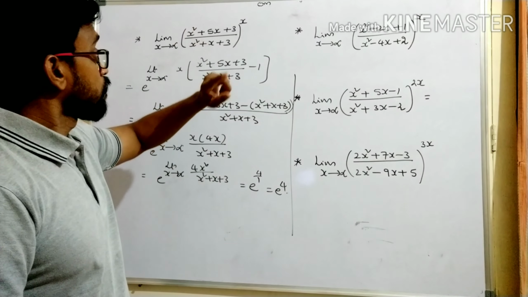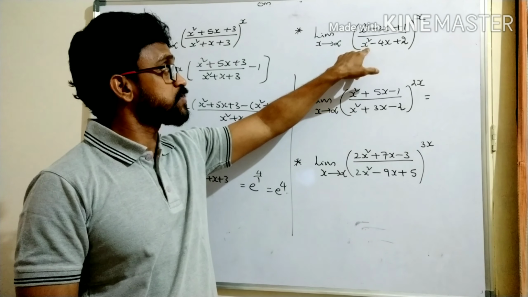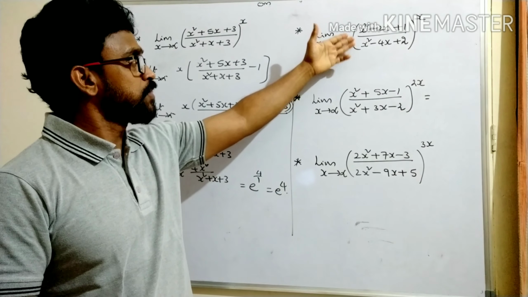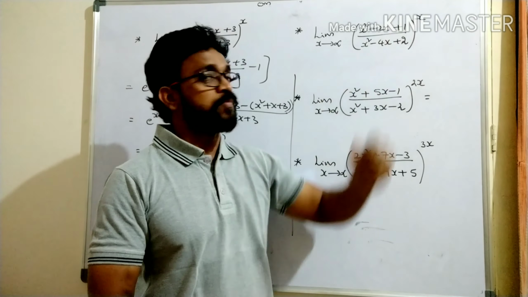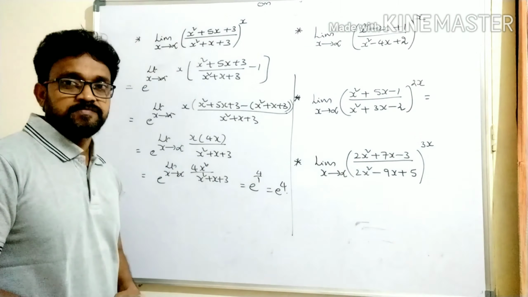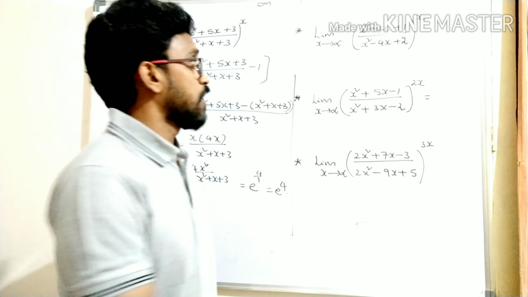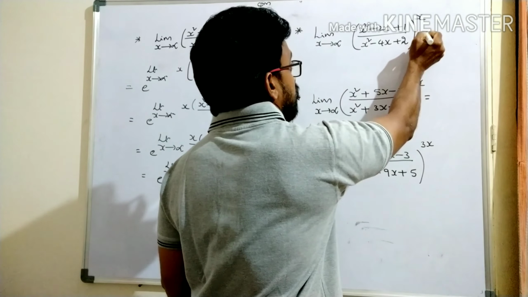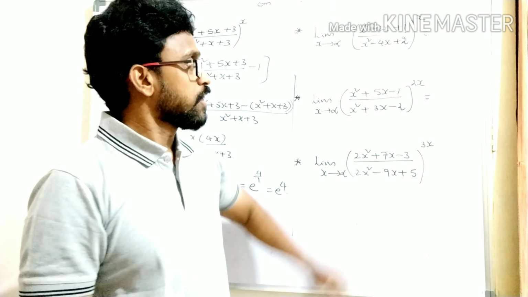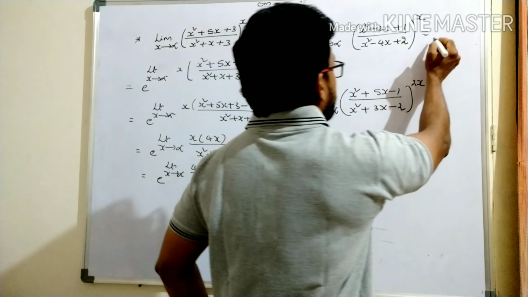Now we will discuss one more question. Observe the limit x tends to infinity of (x square minus 2x plus 1) by (x square minus 4x plus 2), whole power x. This is also of the form 1 power infinity. Here we applied some process before, but now how to write it directly. This model is important. This is a quadratic expression and this is also a quadratic expression. In just one step we get the answer.